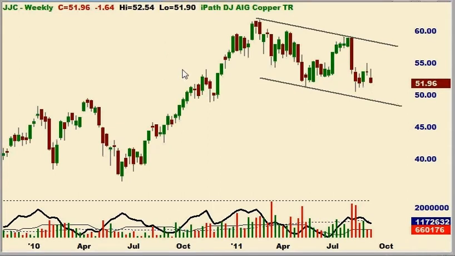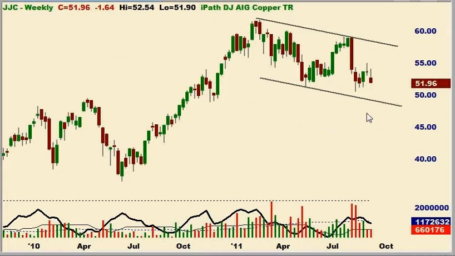Likewise, copper. I think copper is one of the best indicators of what the world economy is doing. And as long as we hold, say, about 47 or so in copper, in the copper index JJC, I think we're okay.